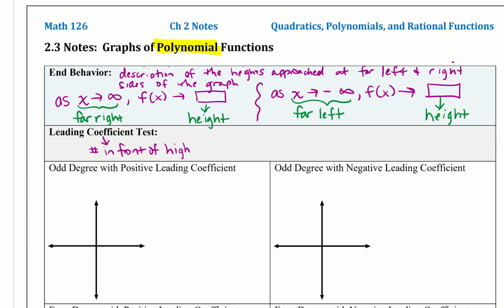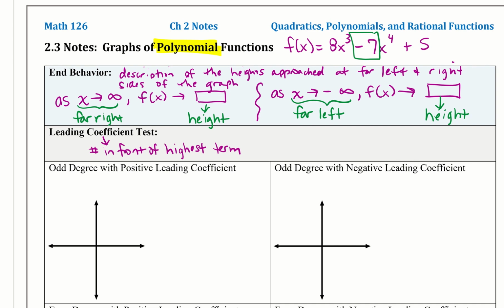Our polynomial could be written in descending order, but it doesn't have to be. For example, let's say I had f of x equals 8x cubed minus 7x to the 4th plus 5. The leading coefficient here would be -7. That's the number multiplying the term with the highest power.